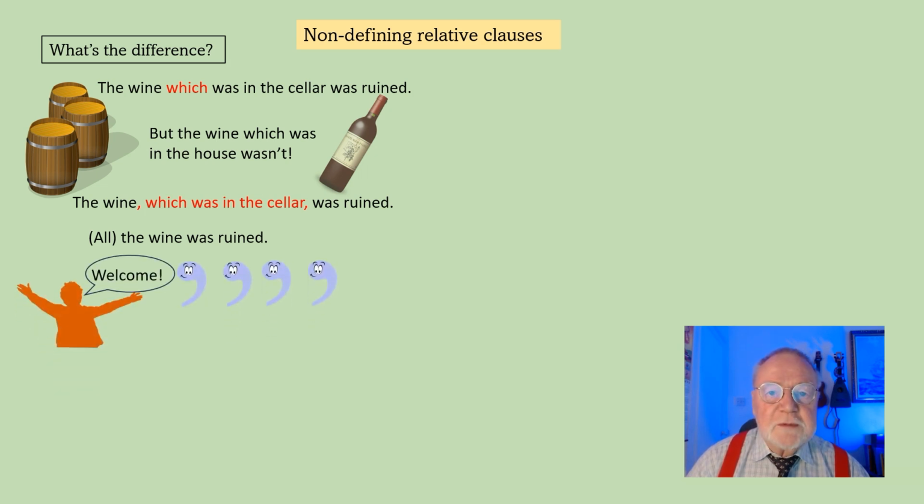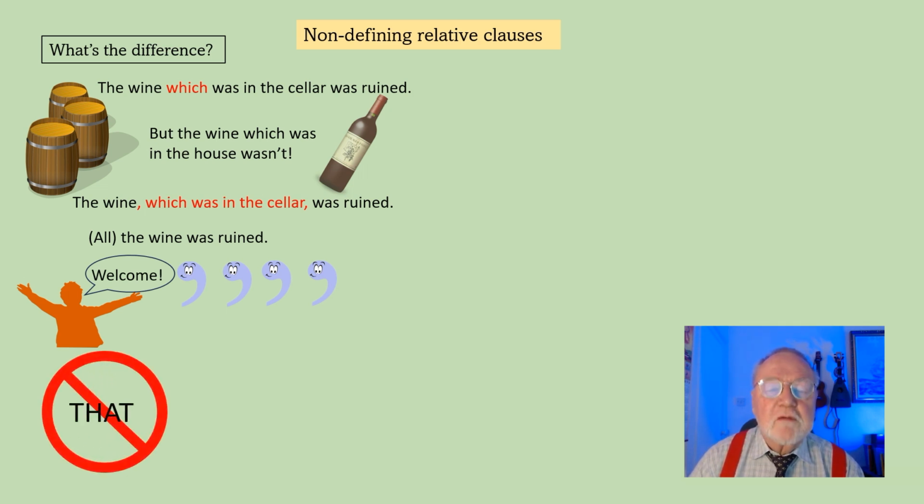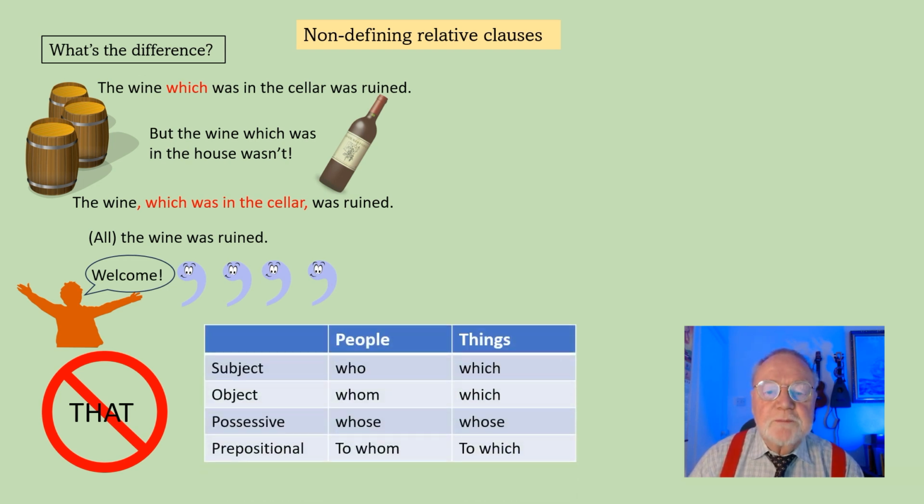And we welcome commas in non-defining relative clauses. You start the new information and you finish the new information with a comma. And that's a big difference from a defining relative clause. Now here's a warning. We avoid that in non-defining relative clauses. But here are some of the words that we do use for people and things. Take some time to read through the table so you understand the relative pronouns for non-defining relative clauses.